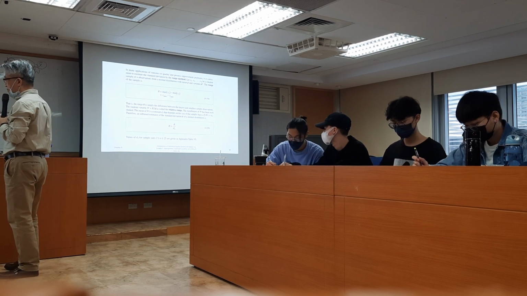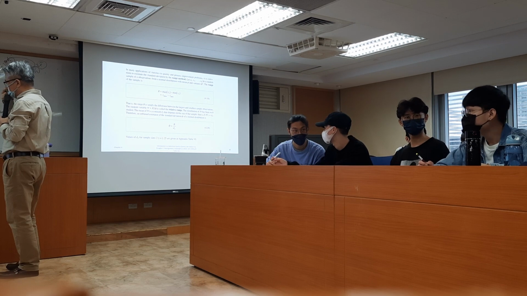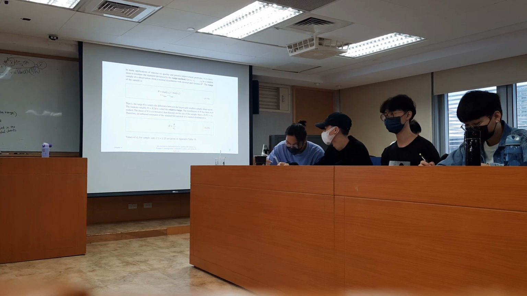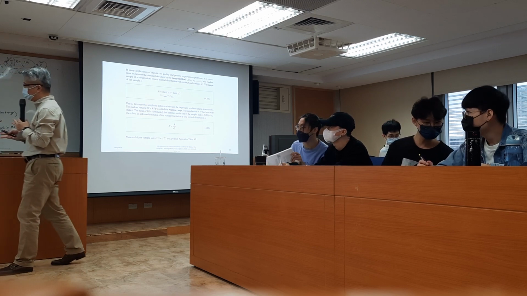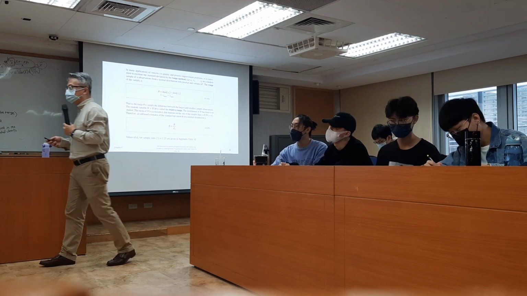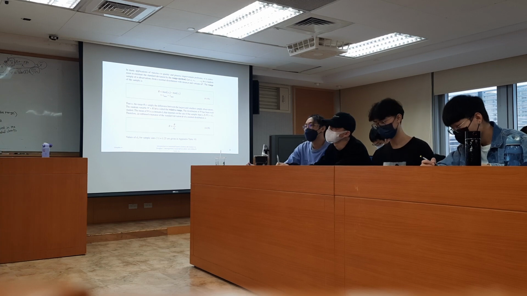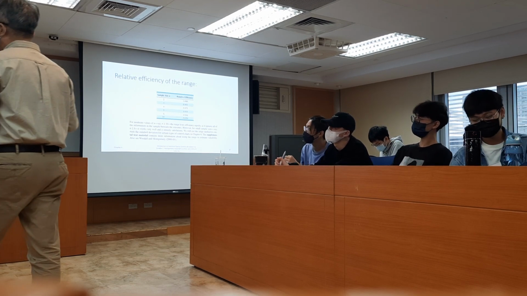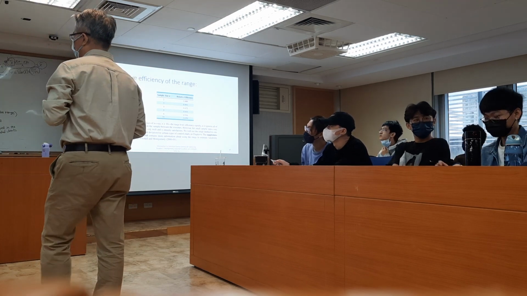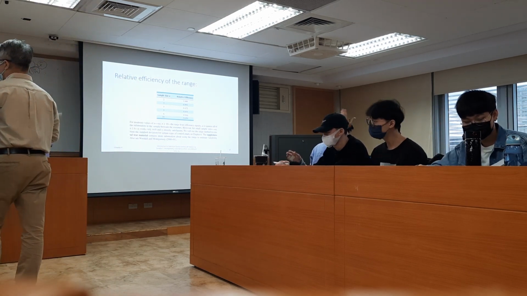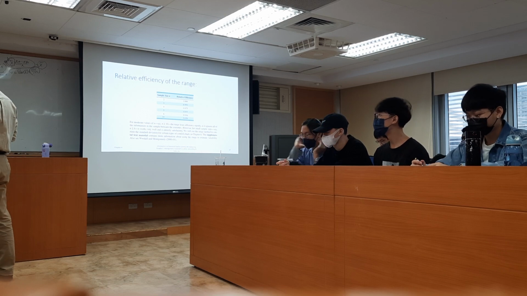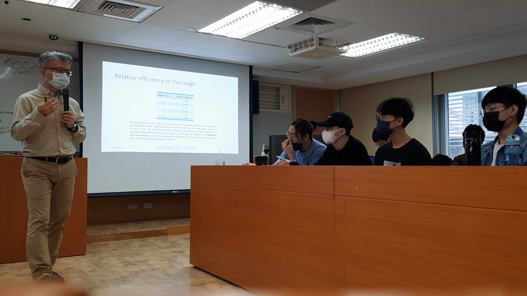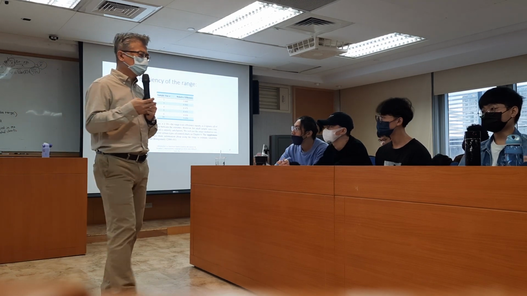So the values of D2 for sample sizes between 2 and 25 are given in the table. Can we find that? Okay, relative efficiency of the range. Sample size, relative efficiency 1.0, then 0.992, and so on.